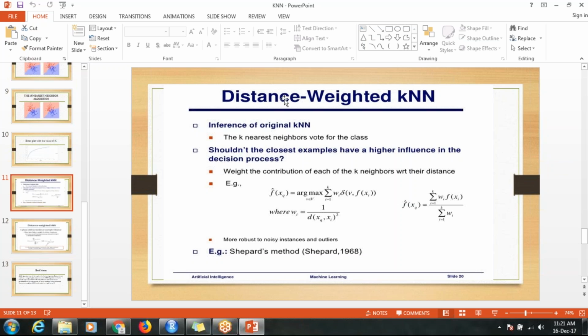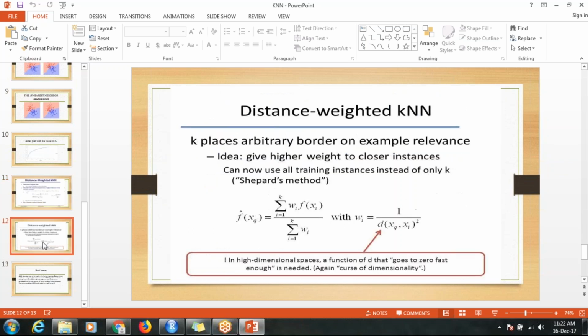This weighted, distance weighted KNN you won't find in many places. Even I discovered this method after long research on the internet. So I thought of explaining this because it is a very good way to mitigate noise and outliers. So same thing, nothing more.